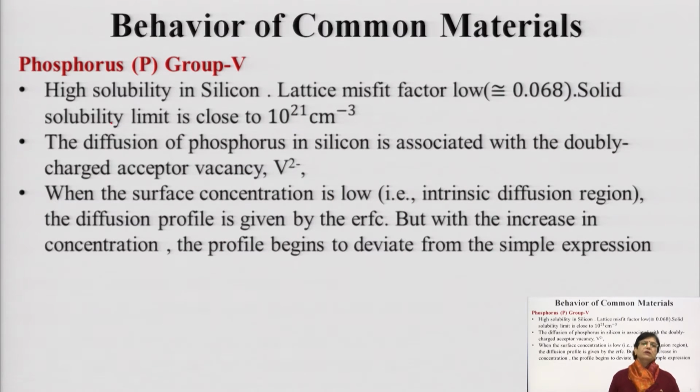Then you have a typical material which is known as phosphorus. Now, phosphorus is the most common material used for creating n doped regions. When we are carrying out this particular impurity dopant profile, it has a very low misfit factor, and since the diffusion is limited by the solid solubility, you can have a good concentration of almost 10 raised to power 21 possible in case of phosphorus diffusion.